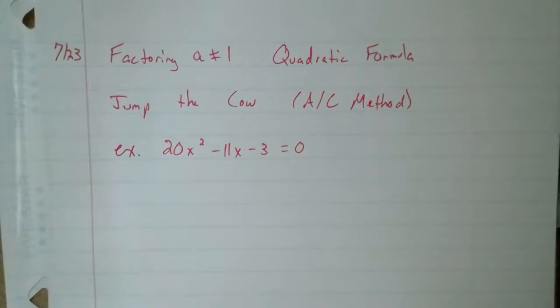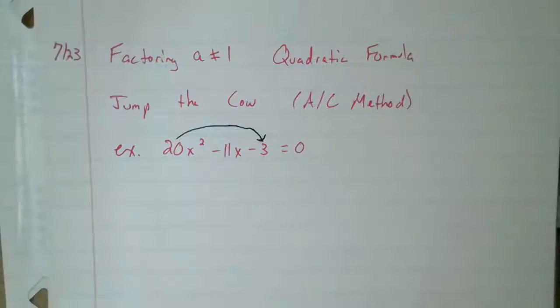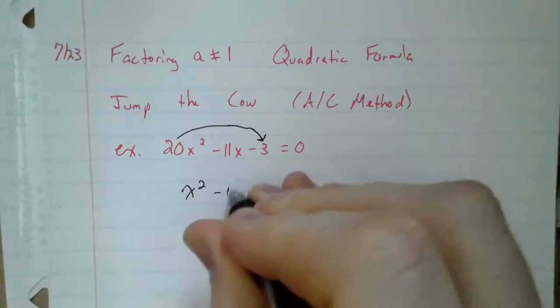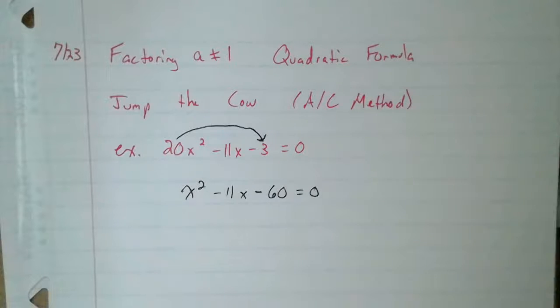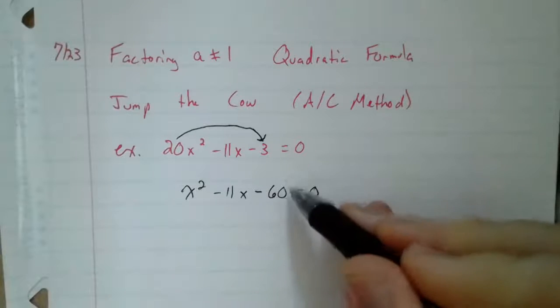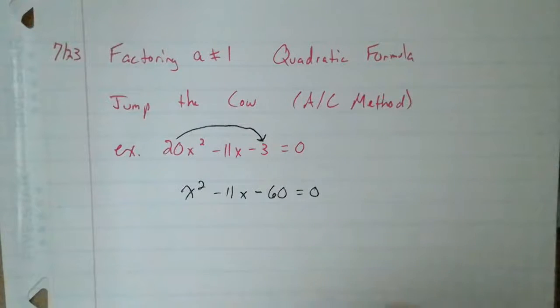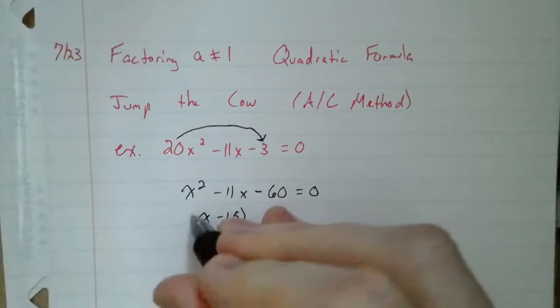So what's that going to look like? To jump the cow, the first thing we do is multiply these two numbers together and replace the 3. So this is going to become x squared minus 11x minus 60. That was our first step. We jumped the cow. Now we factor just like normal, because now a equals 1. What two numbers multiply to give me negative 60, but add up to negative 11? That is going to be x minus 15, x plus 4.